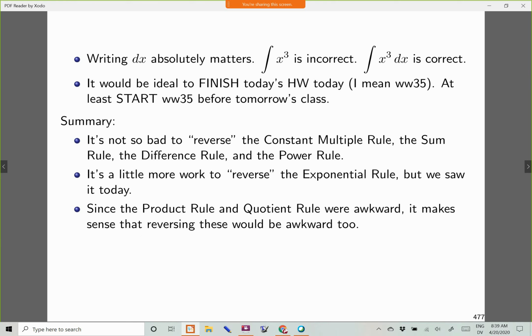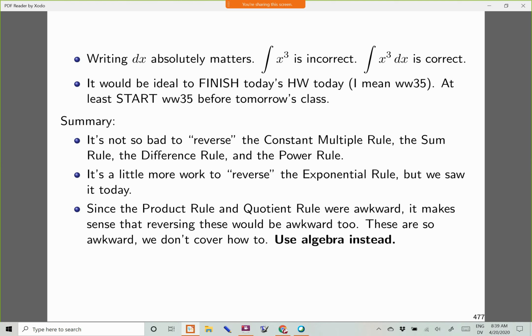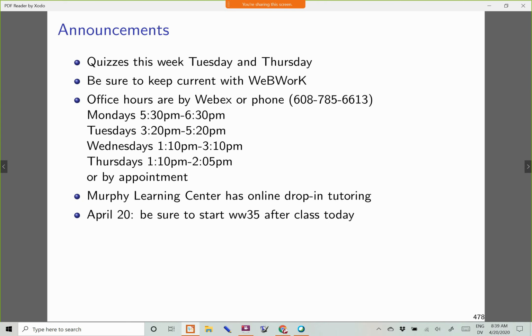But here's the thing, the product rule and the quotient rule for derivatives were really awkward, and so it makes sense that reversing these is awkward. We actually don't cover it. We don't cover the topic. So if you ever see the integral of a product or a quotient, you need to probably use algebra instead. Tomorrow, we will talk about reversing the chain rule. It's a process that's called U-substitution. It's involved. It's going to take us 3 class days.